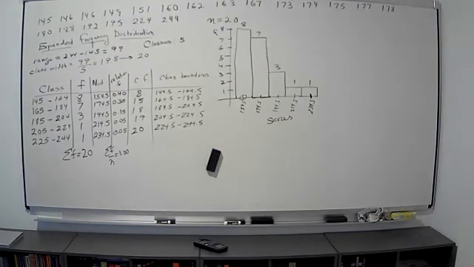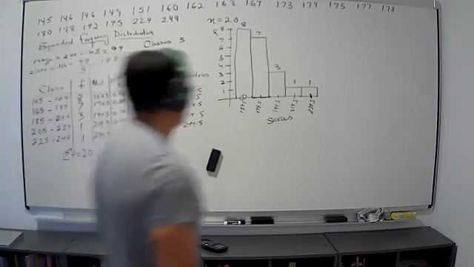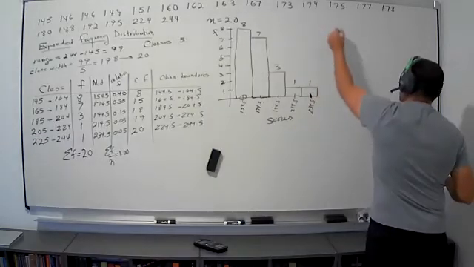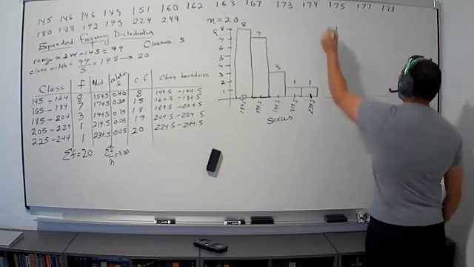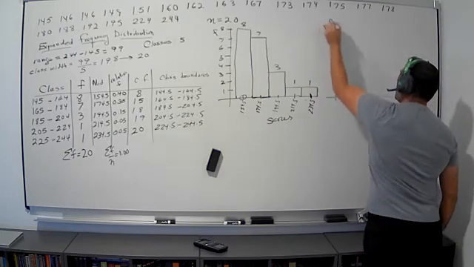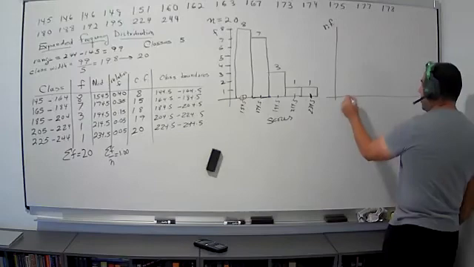The next one was a relative frequency distribution, and I asked you to use class boundaries. So here we have a graph. We do the axis. Here's relative frequency, RF. Here are boundaries.